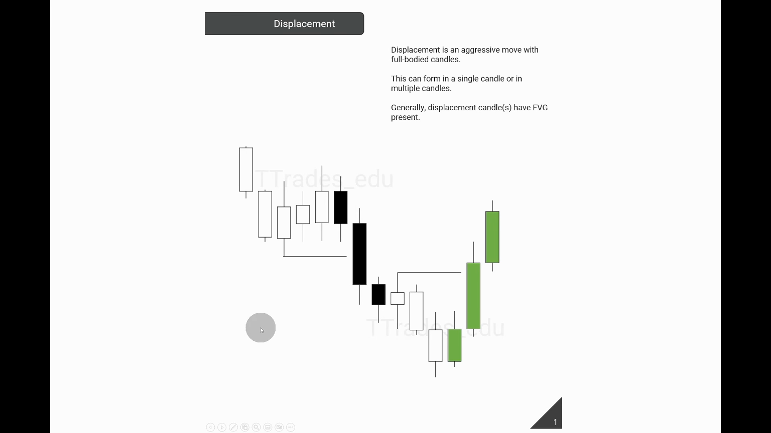But let's take a look into what displacement is. Displacement is a large aggressive move. It can be single or multiple candles that closes over structure. For example, right here, we have these three candles that make up a displacement move closing below this low. Really, my focus goes to this large candle that creates a fair value gap as our displacement candle. Similarly, over here, we have this large aggressive move that closes over this previous high.